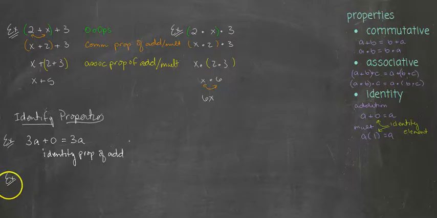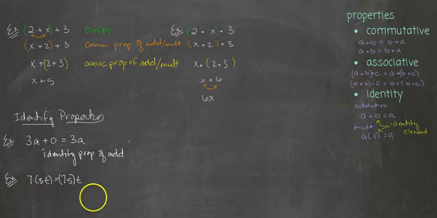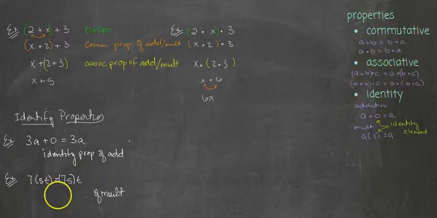Okay, another example. Let's identify the property: 7 times s times t equals 7 times s times t. All right, so it's all multiplication. So now I know the property is going to be of multiplication. But which property? Well, 7st, they're all in the same order, so it's not the commutative property, but the parentheses have moved, so it's the associative property of multiplication.